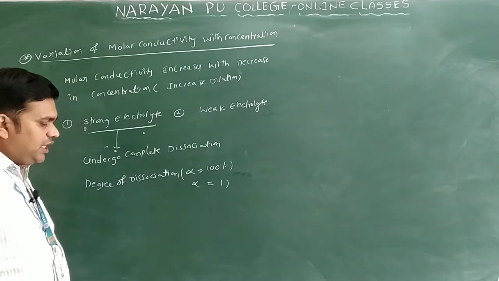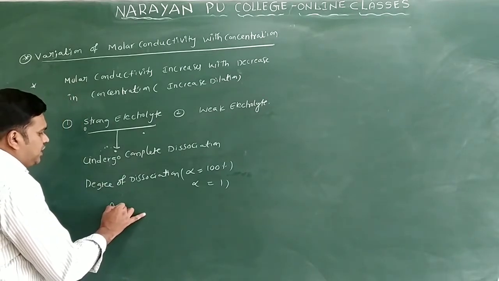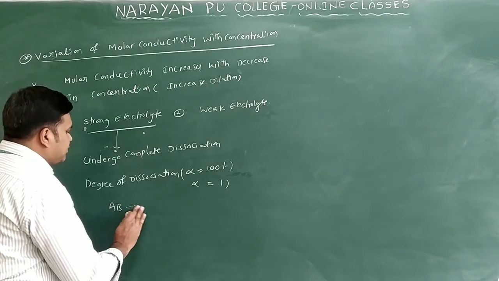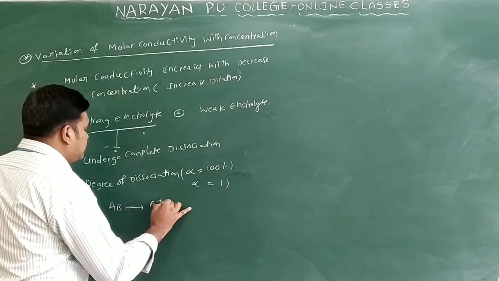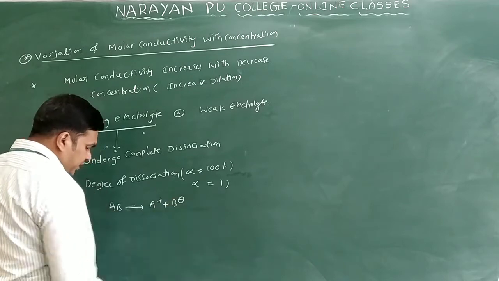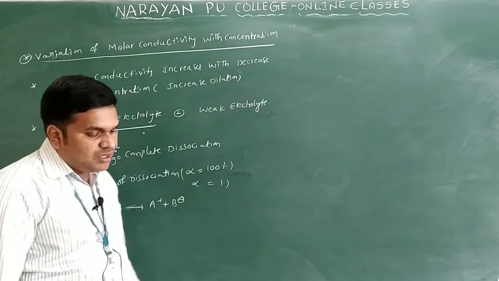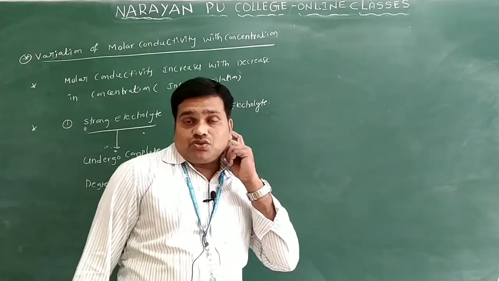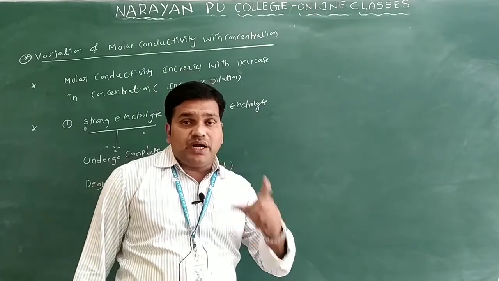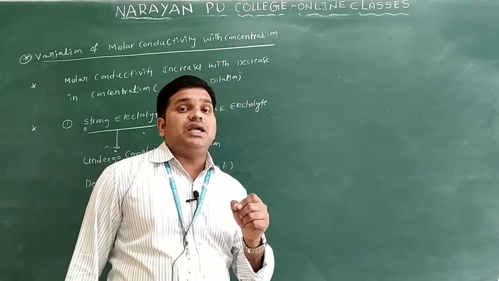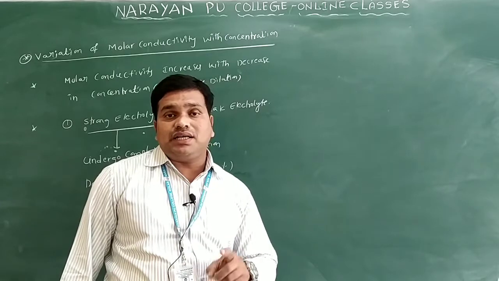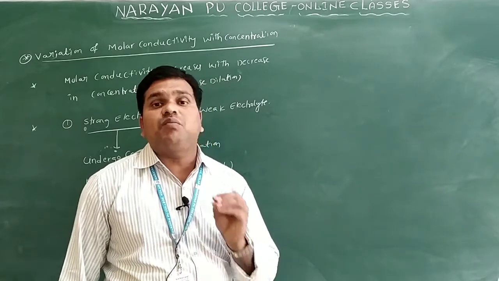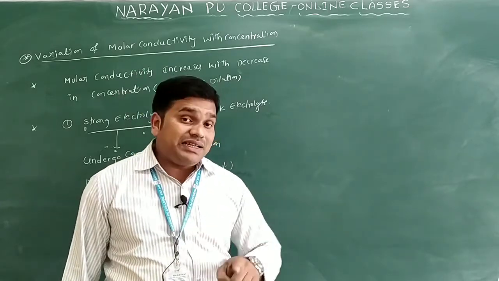In case of the strong electrolyte, AB gives rise to A plus and B minus only. Upon dilution, the number of ions does not increase. In the sense, upon dilution, the degree of dissociation for the strong electrolyte does not increase. It becomes constant only.